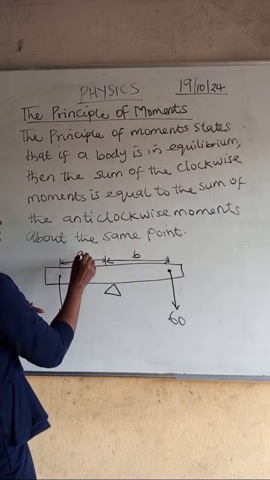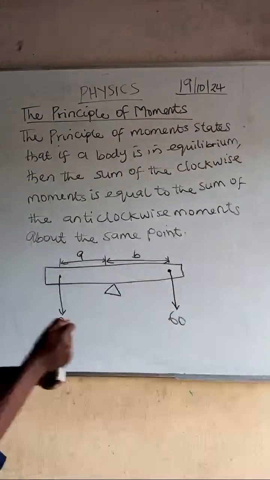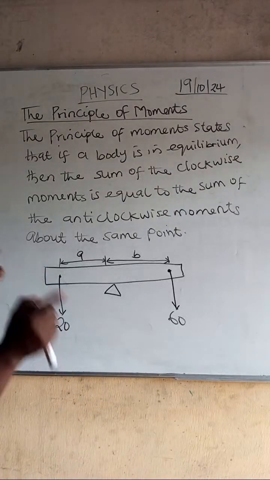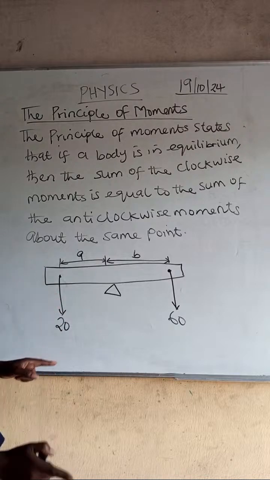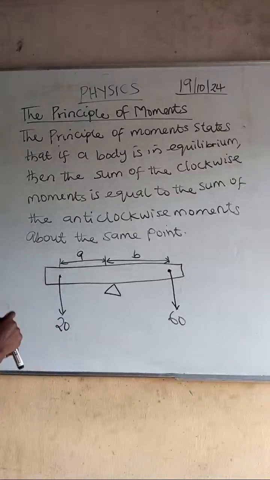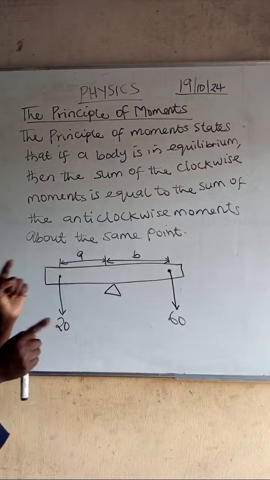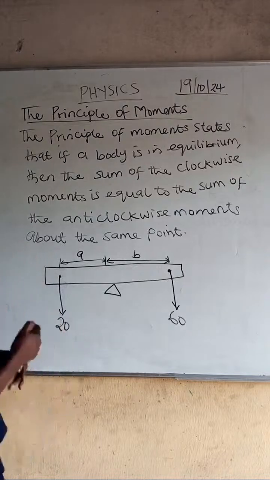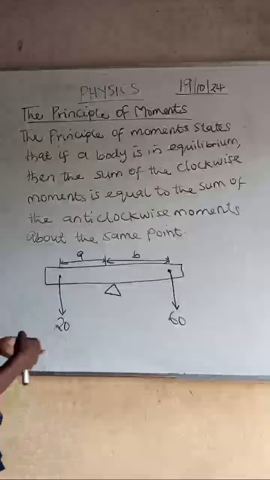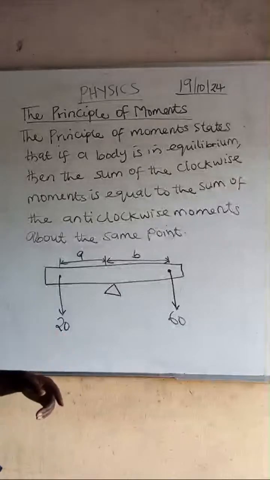Let's go to the principle of moment. The principle of moment states that if a body is in equilibrium, then the sum of the clockwise moments is equal to the sum of the anti-clockwise moments about the same point. So what am I trying to say?